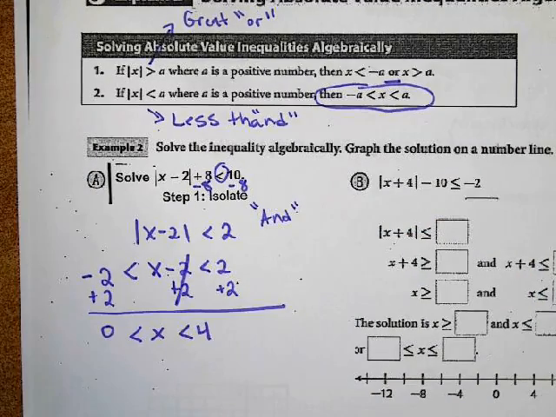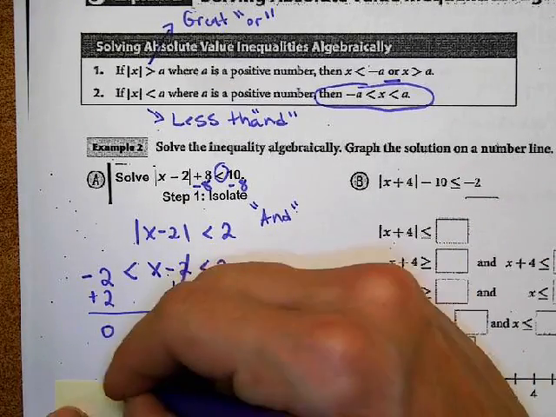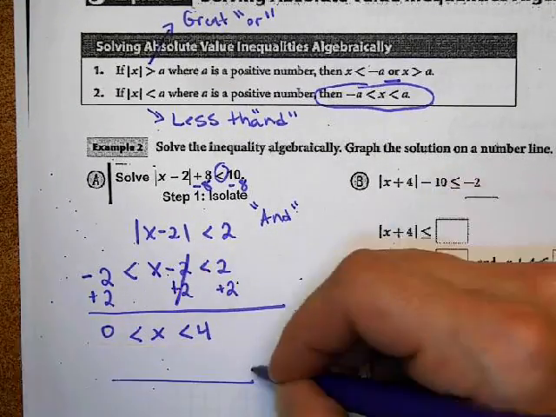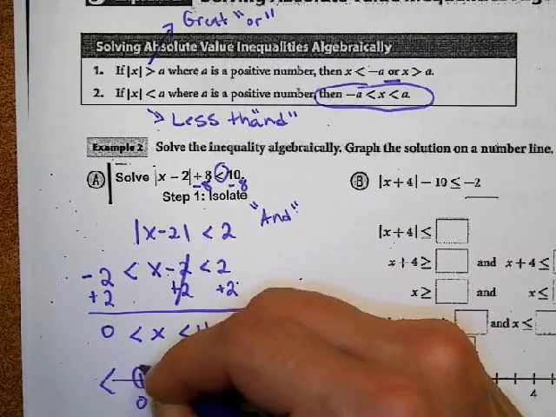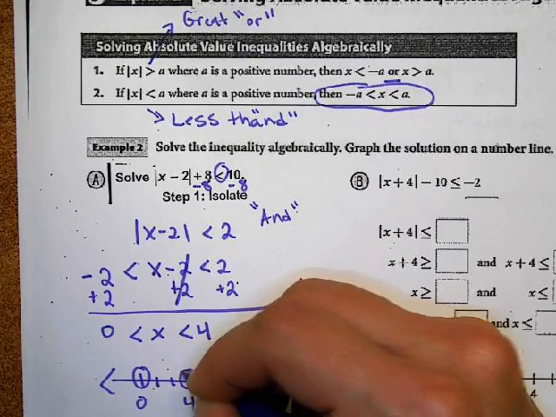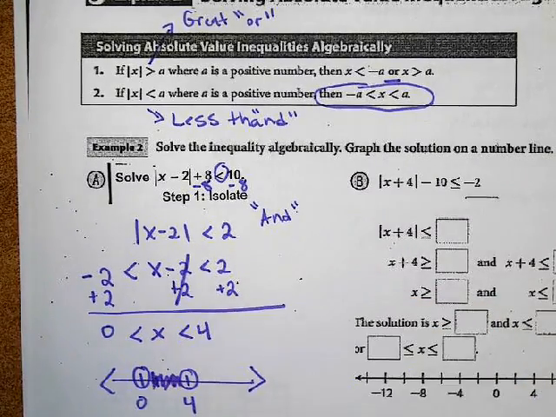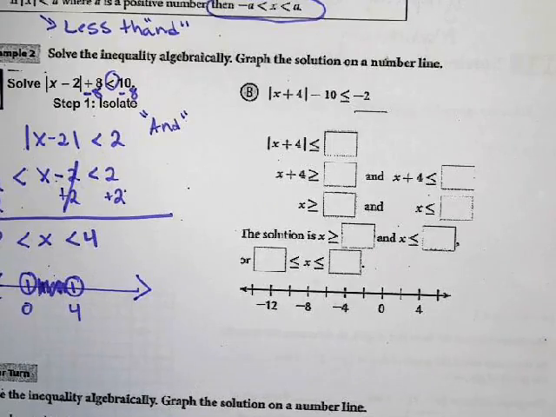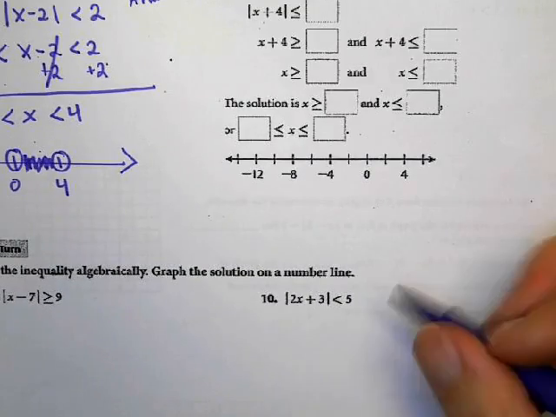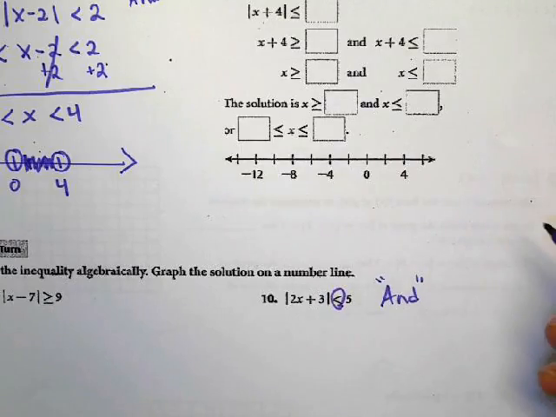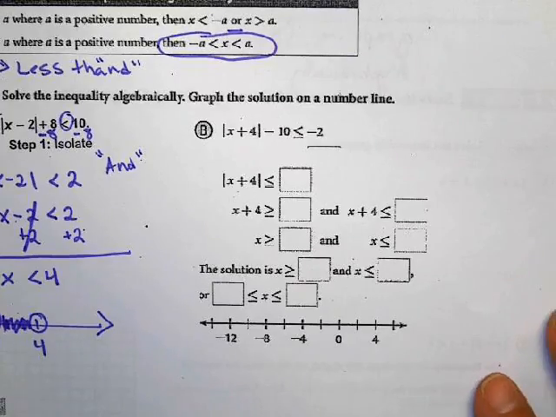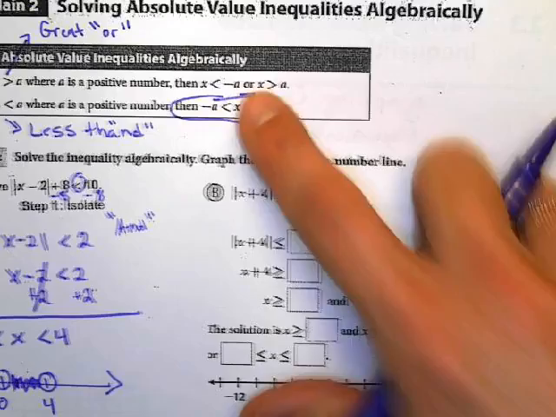And then it says to graph the solution on a number line. So I'm going to create a little number line down here. We did this yesterday in class with the compound inequalities. We're going to graph between 0 and 4. Open circle because of the less than sign. Open circle on the 4. And we're going to shade everything in between. So that was an and statement. Question number 10 down here that you guys are going to do in your turn is also going to be an and statement because of the less than sign. The inequality determines that.